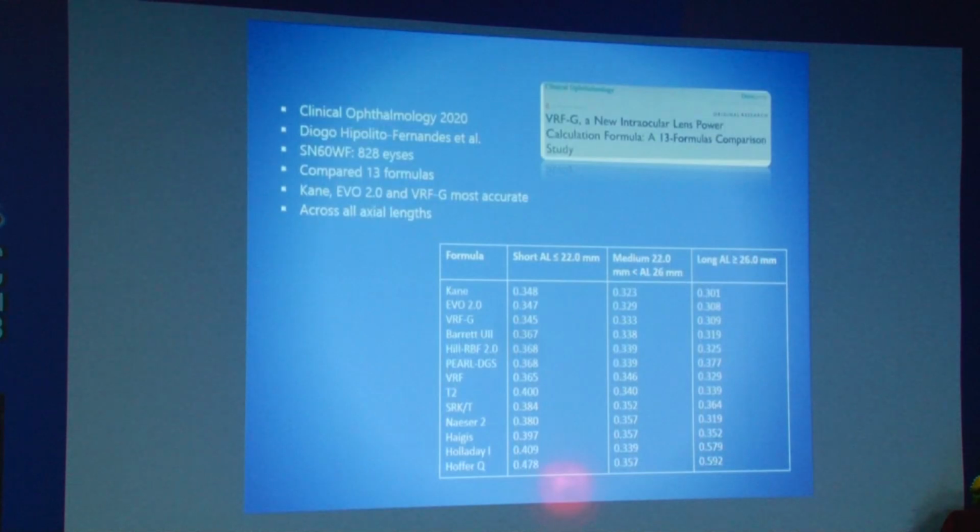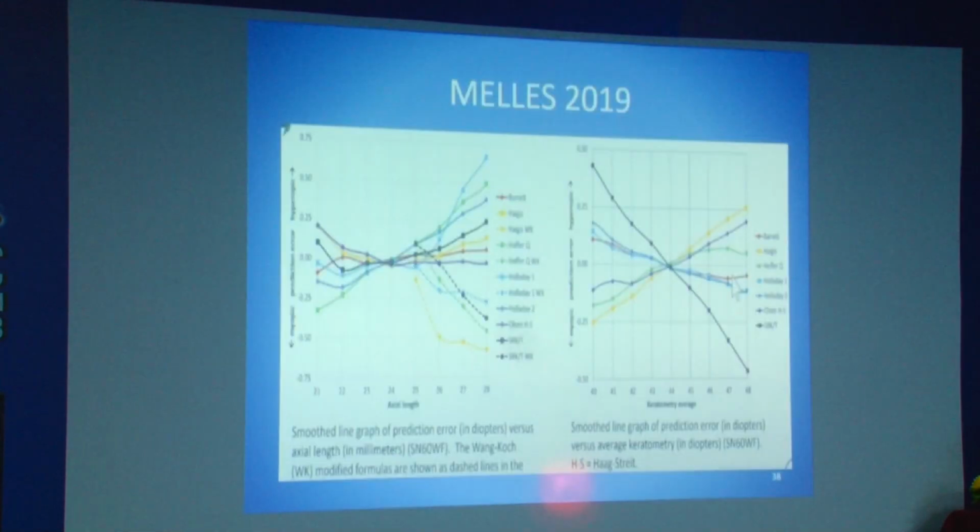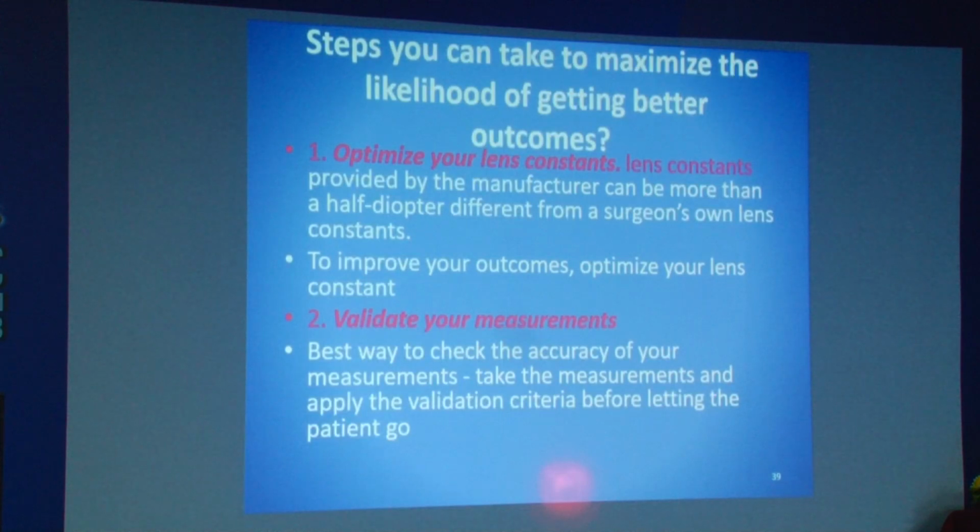The best performing ones are the Kane, EVO 2.0, VRF, Barrett Universal 2, and Hill RBF, and they're followed by other formulas. The same thing was reciprocated by the publication of Melles in 2009 in JCRS. And so what are the steps you can take to maximize the likelihood of getting better outcomes?